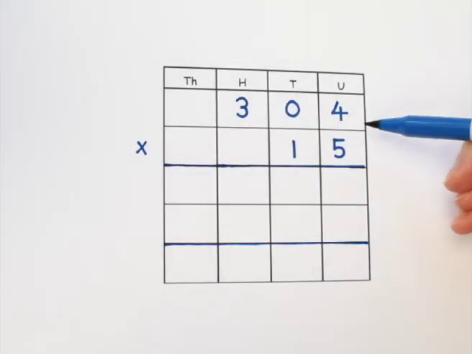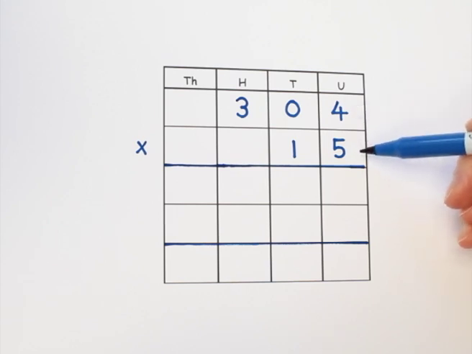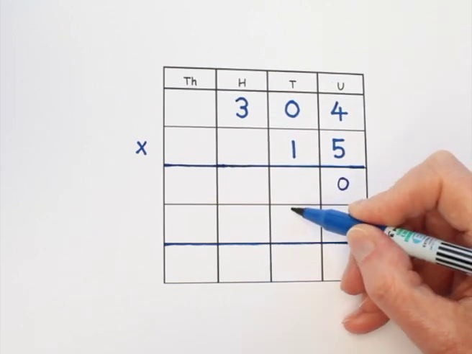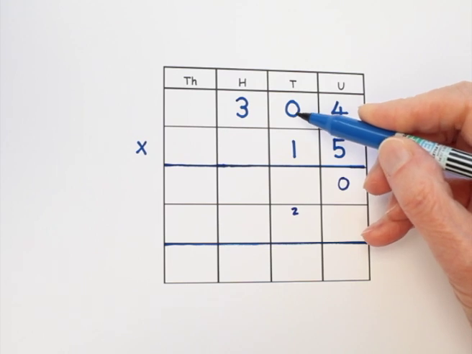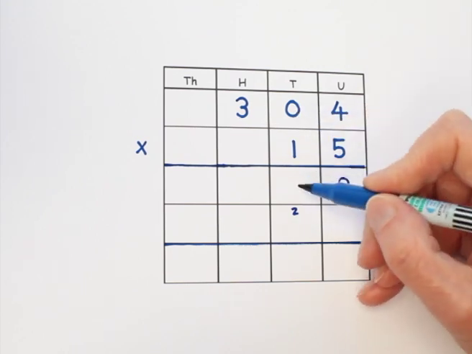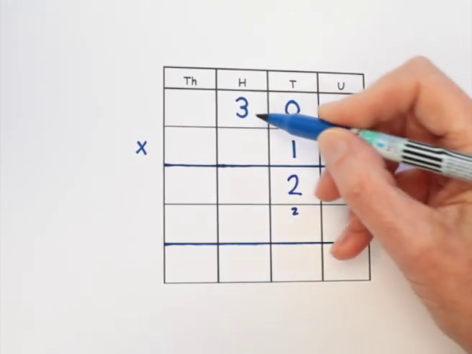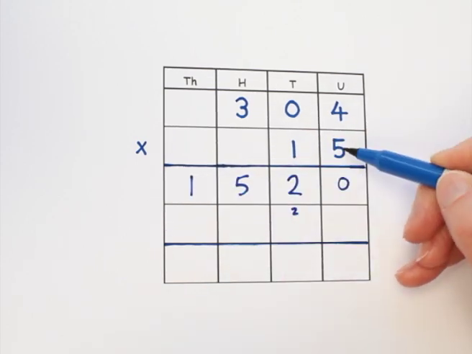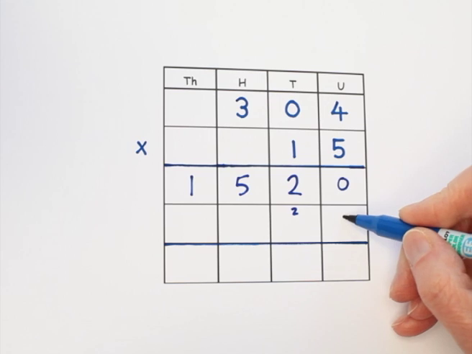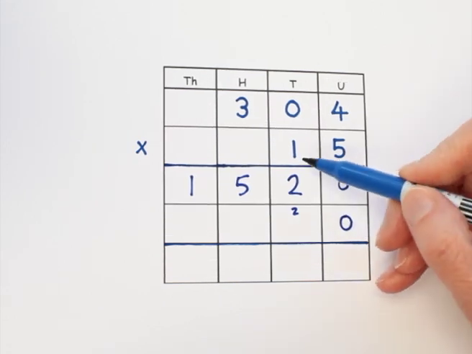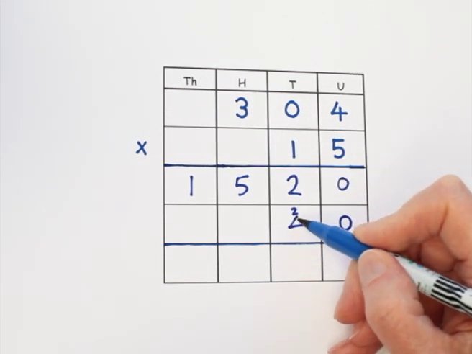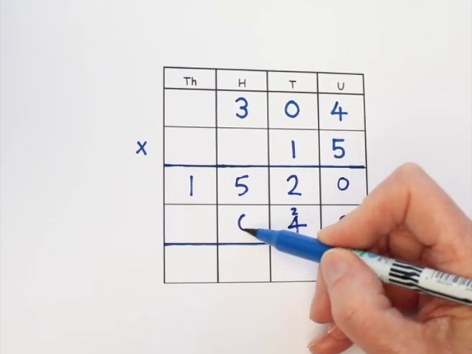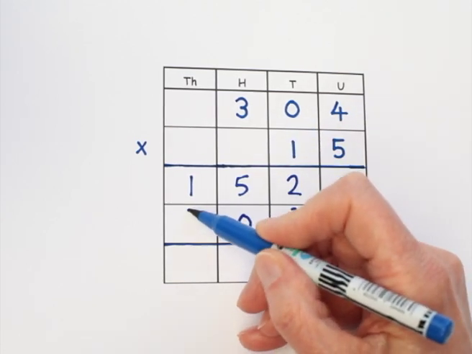Here's another example, 304 times 15. Start with the 5. 5 fours are 20. 0, carry 2. 5 times 0 is nothing, plus 2 is 2. 5 threes are 15. 5, 1. Now we multiply the 10. We put a 0 there, which moves the digits along. 1 times 4 is 4. 1 times nothing is nothing. 1 times 3 is 3.